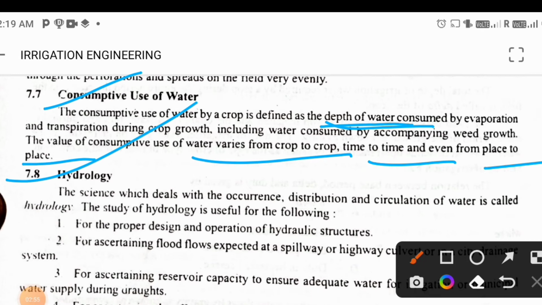Hydrology. What is hydrology? The science which deals with the occurrence, distribution and circulation of water is called hydrology. The study of hydrology is useful for following. The science which deals with the occurrence, distribution and circulation of water is called hydrology.